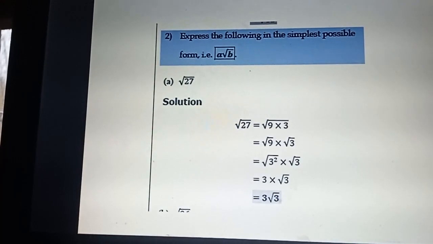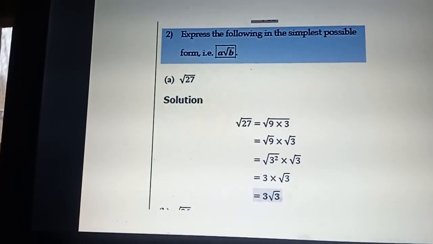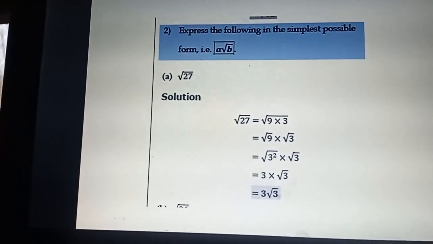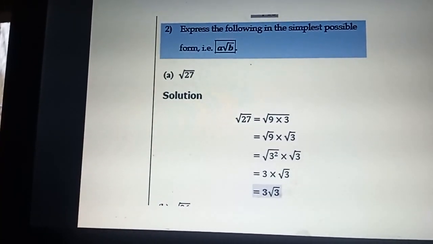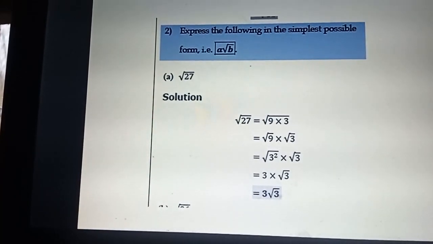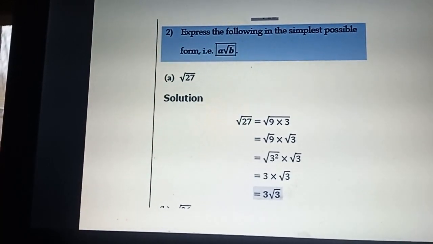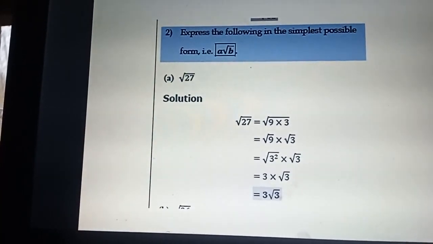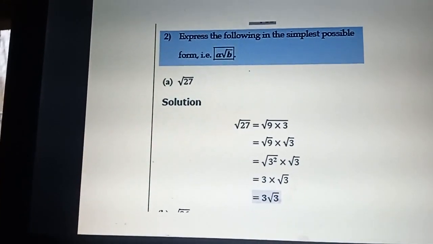Express the following in the simplest possible form. You see, this one is unlike the first one. This one, you are going to leave your answer as a root b, not a single surd as in example 1. This one is different from example 1. So we have root 27. Solution.